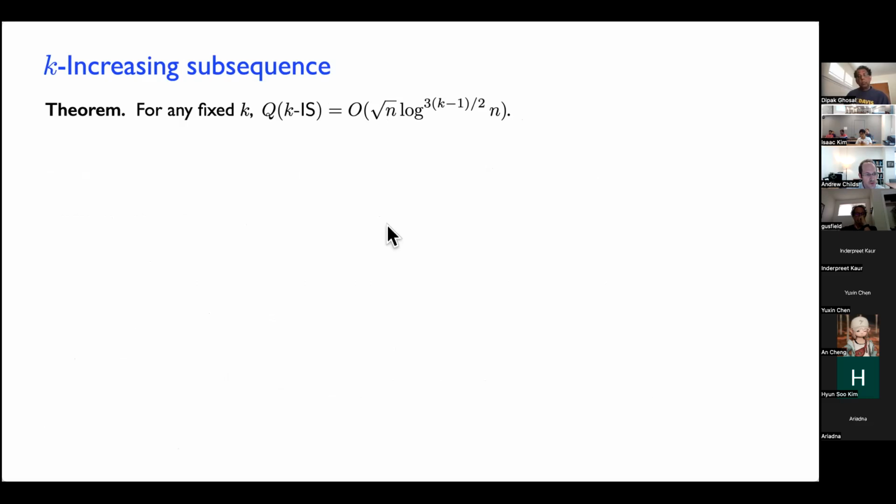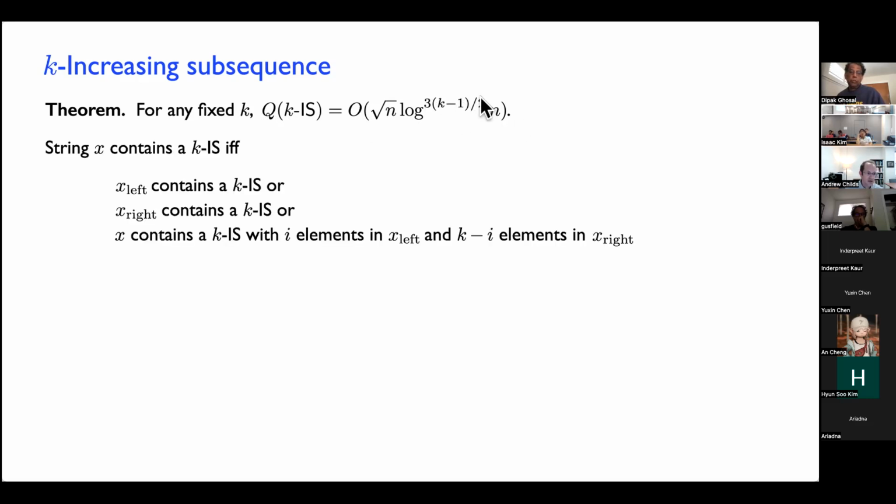For any fixed k, the quantum query complexity of this k increasing subsequence problem is like square root of n times some power of log n, where that power increases with k. And the way that works is the following. We're again going to take the string x and divide it into a left half and a right half. What are the ways that the string could contain an increasing subsequence of length k? It could be entirely within the left half, it could be entirely within the right half, or part of it could be on the left and part on the right, where let's say i of the elements are on the left half and k minus i elements are on the right half.